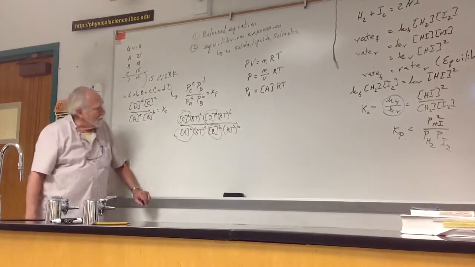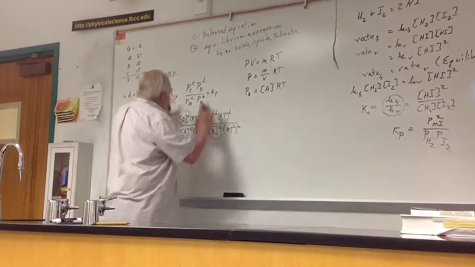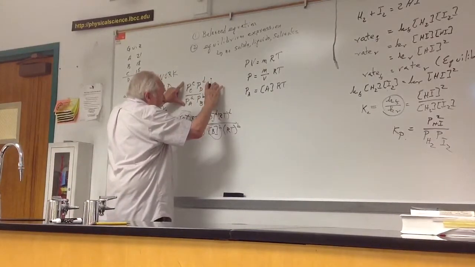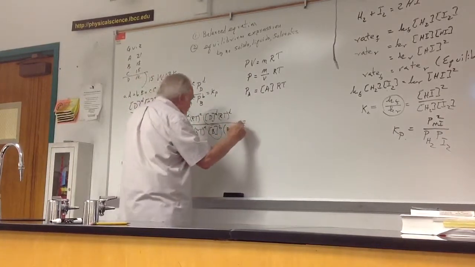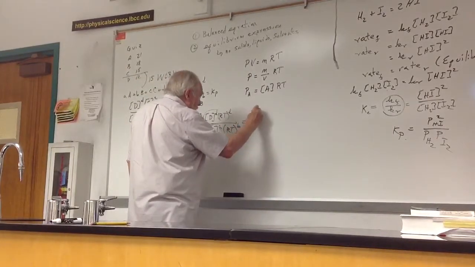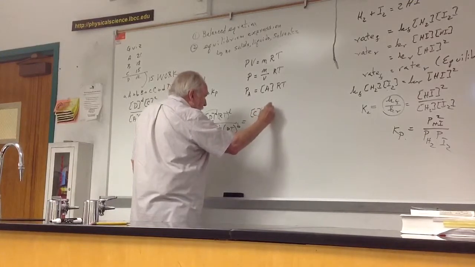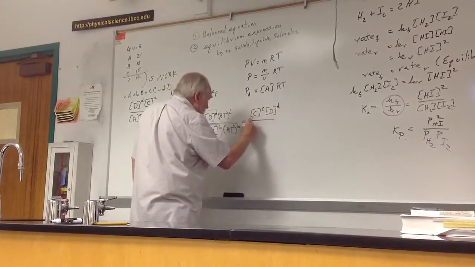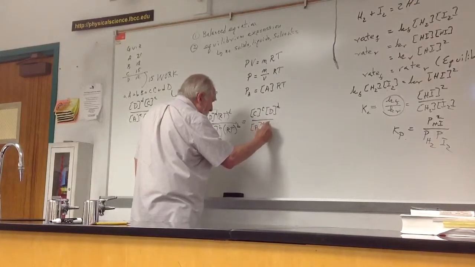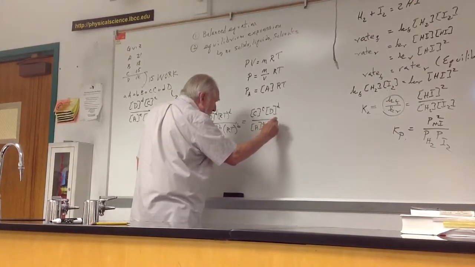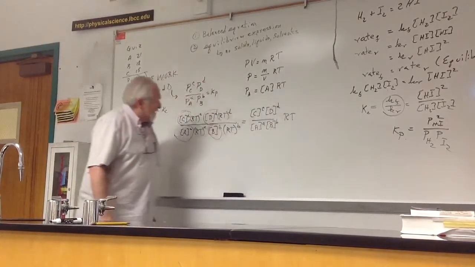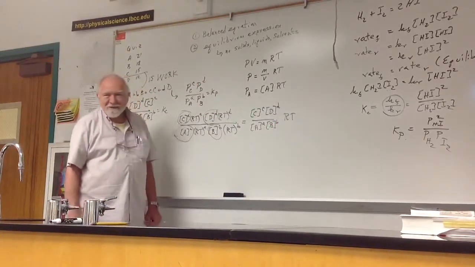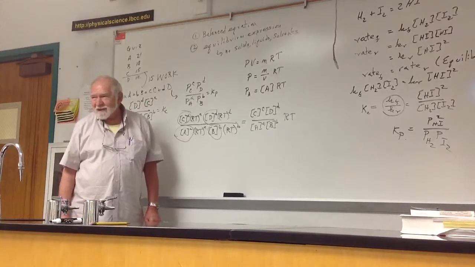Okay. So what I started out with was this thing, which was K sub P. I made a bunch of substitutions. What I'm going to end up with is K sub C times, and I'm factoring out RT. How do I factor out RT? Going back to algebra 2.